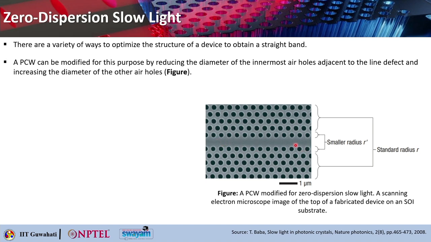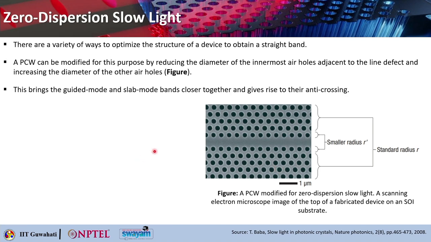So this is the defect. You can reduce the diameter of the innermost air holes adjacent to the line defect, and then you can increase the diameter of the other air holes, as you can see here. So this is the line defect, so adjacent you can make these air holes smaller in radius, which is marked here with R bar or R prime, and then these are basically the standard ones, or comparatively larger than these ones. So this brings the guided mode and the slab mode bands together, and they give rise to their anti-crossing.